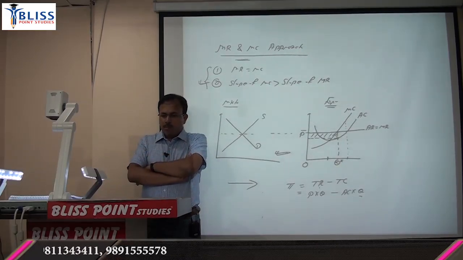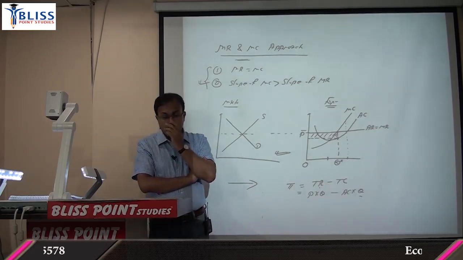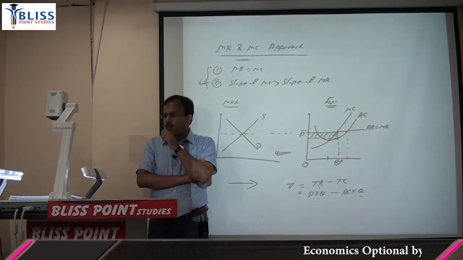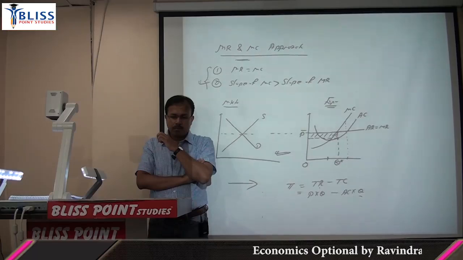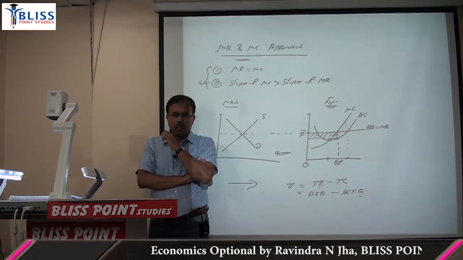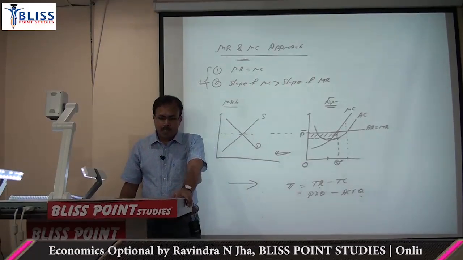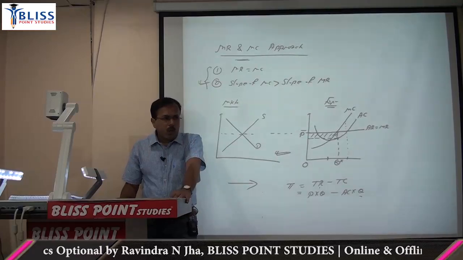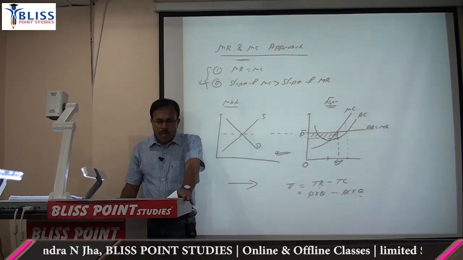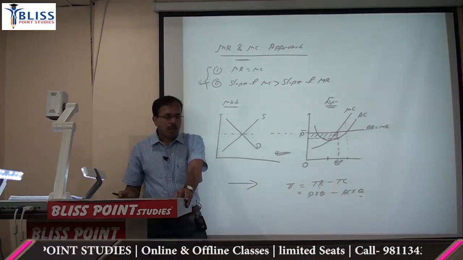Write down. The firm is in equilibrium at the level of output defined by the intersection of MR and MC.